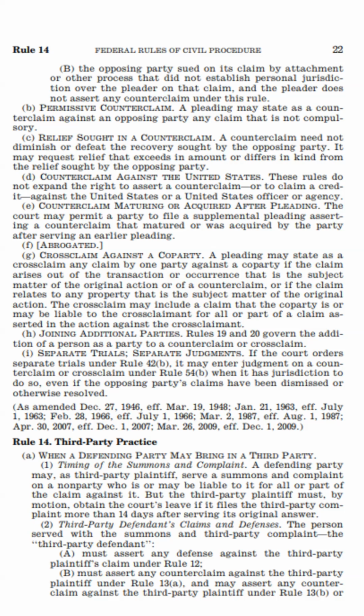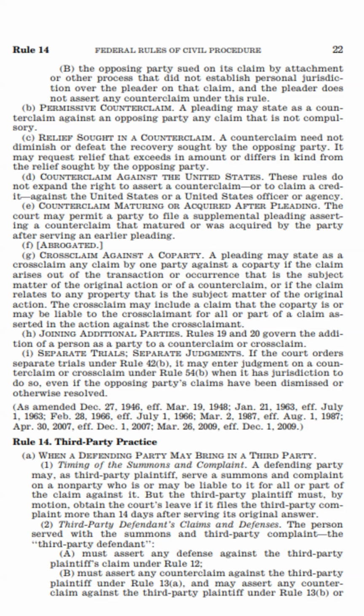Rule 14. Third-party practice. A. When a defending party may bring in a third party. 1. Timing of the summons and complaint. A defending party may, as third-party plaintiff, serve a summons and complaint on a non-party who is or may be liable to it for all or part of the claim against it. But the third-party plaintiff must, by motion, obtain the court's leave if it files the third-party complaint more than 14 days after serving its original answer.